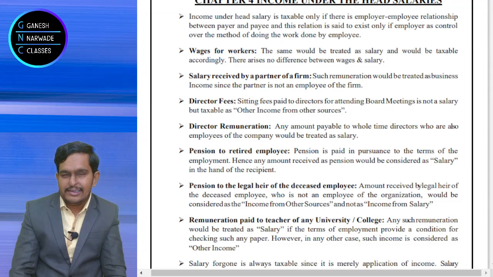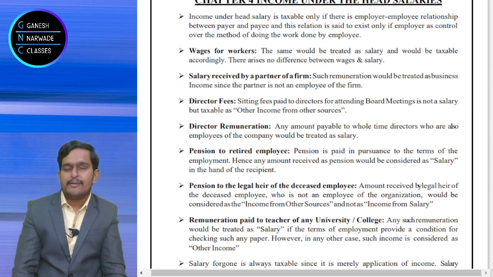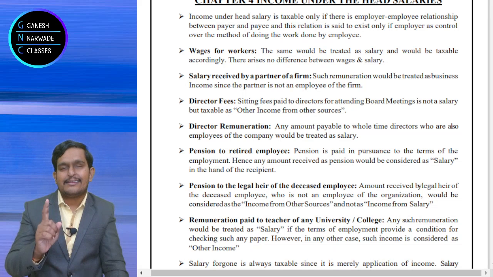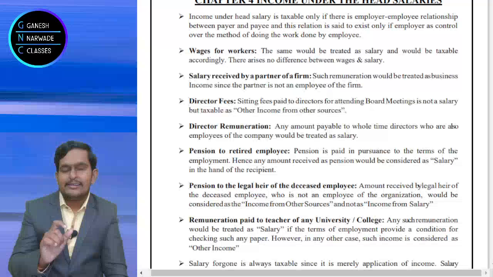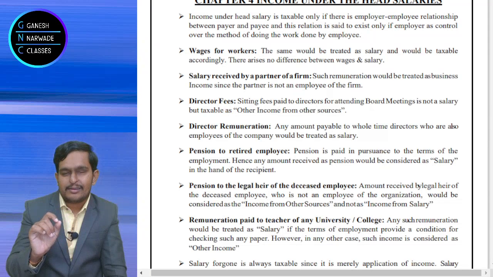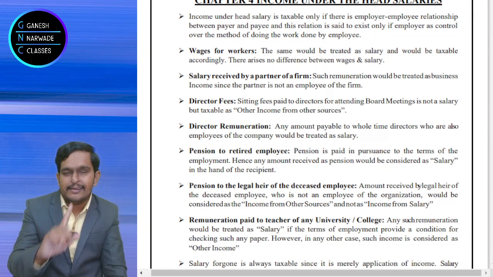Are you an employee? No, right? You are just a director. You occasionally come to the company, attend meetings, give some suggestions and get out. For that you get some fees. So that is taxed under the head income from other sources.